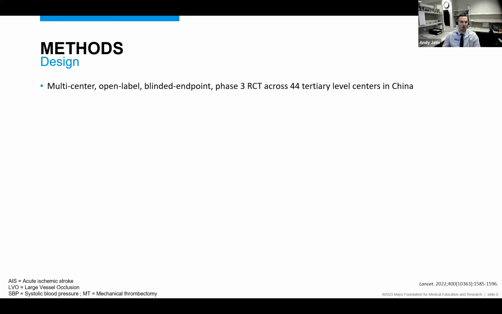So moving in then to the methods of our trial, it was a multi-center, open-label, blinded-endpoint, phase 3 randomized controlled design across 44 tertiary level centers in China. The authors did note that they plan to extend their study outside of China to Europe and North America, depending on their timeline of their trial.